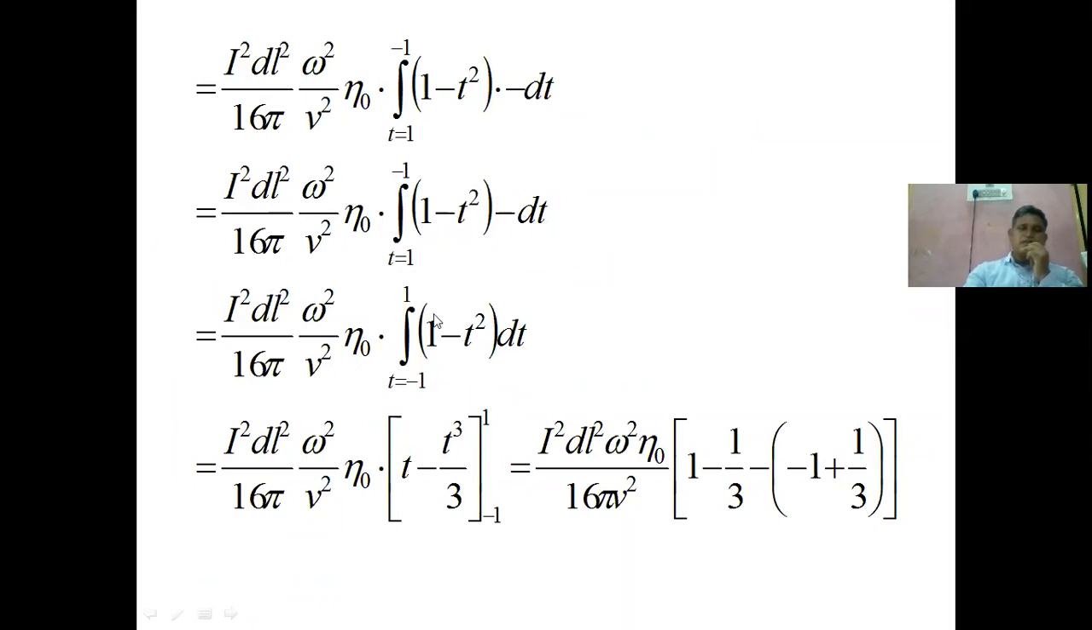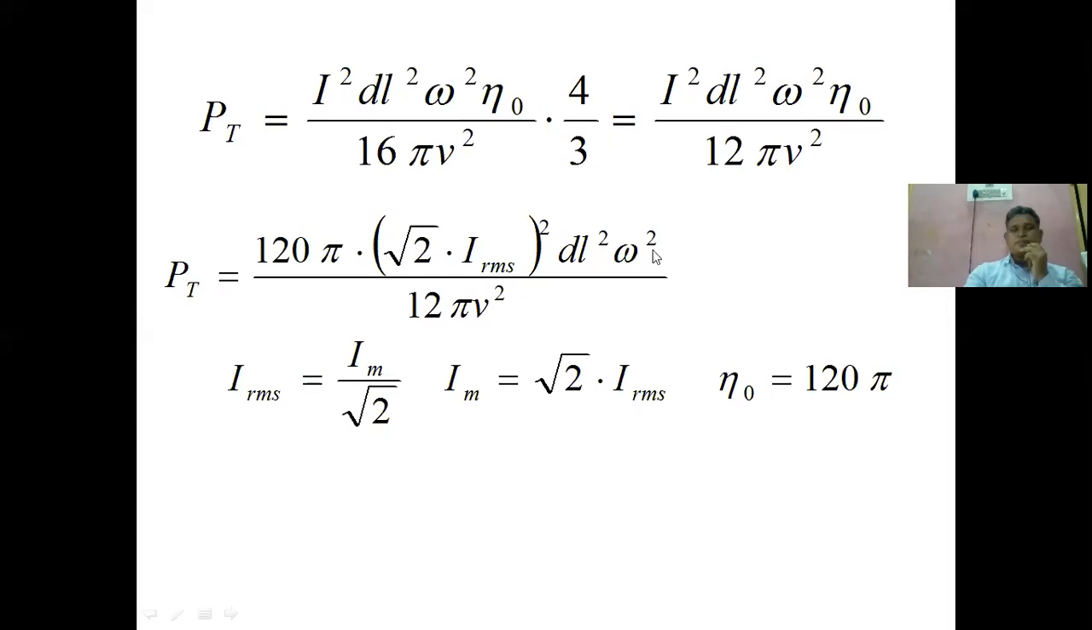To integrate this, 1 gives t, and t square gives t cube divided by 3. After substitution, we will get the value 4 by 3. We have to verify whether we are getting this or not. Now, 4 ones are 4, 4 fours are 4, 3s are 12. That's why we're getting 12 here. This is the expression for the total radiated power. In this term, I indicates the maximum current. The relationship between the maximum current and the RMS current is I RMS equal to I M divided by root 2.